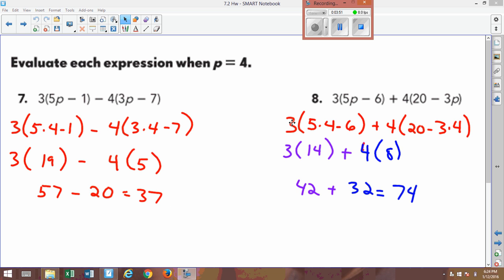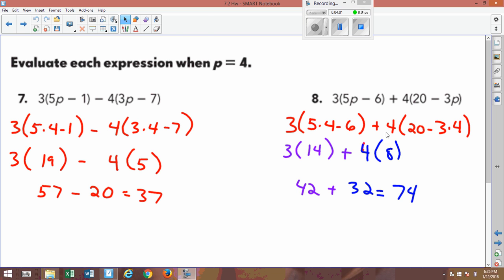Next question. Same thing, filling in our values of p. So I solved this portion first. 5 times 4 is 20, minus 6 is 14. 20 minus 3 times 4. You'd have to solve the 3 times 4 first. You get 12. 20 minus 12 is 8. 3 times 14 is 42. 4 times 8 is 32. 42 plus 32 is 74.